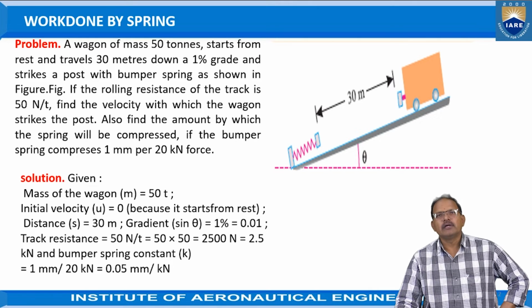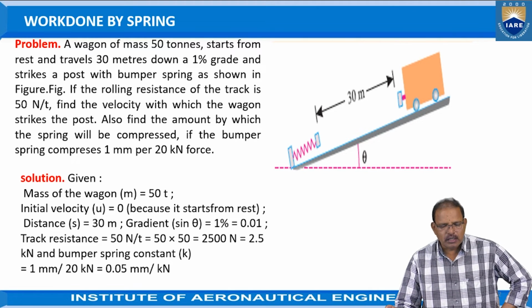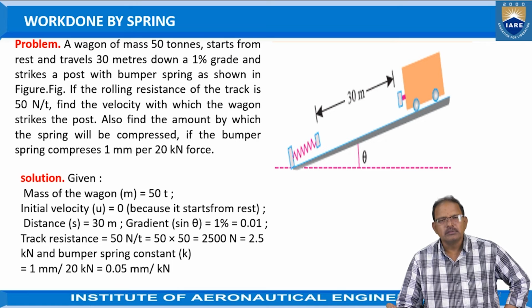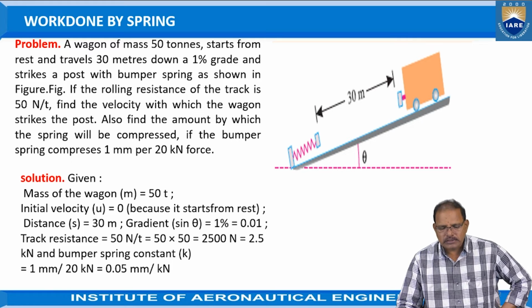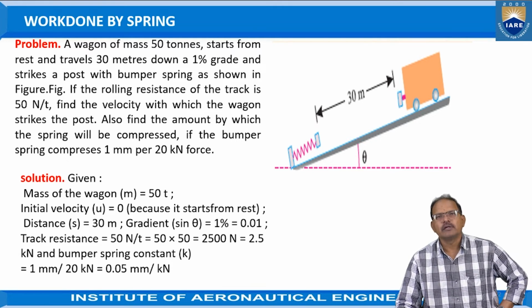Okay, just one problem we are taking now. A wagon of mass 50 tons starts from rest and travels 30 meters down a 1% grade and strikes a post with a bumper spring, as shown in the figure.